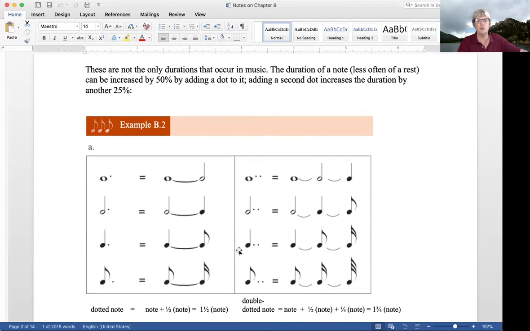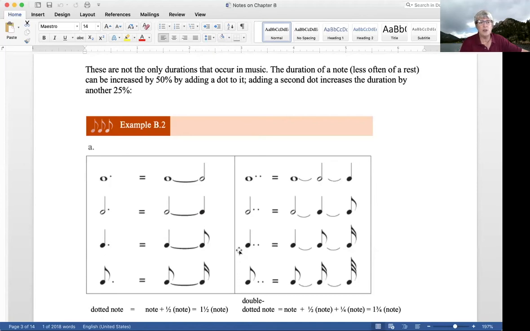These are not the only durations that occur in music. We can also use dotted notes to show increased length of the same basic note durations. We can also use dotted rests, although usually instead of showing, for instance, a dotted quarter rest, we would simply show a quarter rest followed by an eighth rest. There are specific times when it's notationally appropriate to use a dotted rest, but most of the time it's not appropriate.